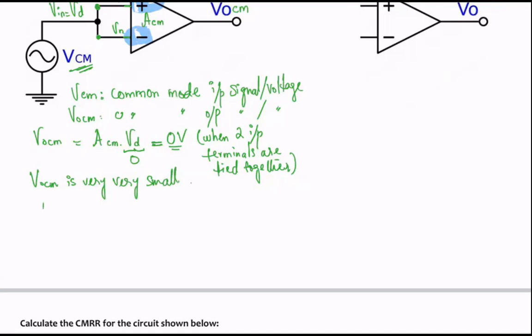All right, so ACM, which is the common mode gain, from this equation here, I can derive it's going to be a ratio of VOCM and VCM, where VCM is the common mode input signal and the VOCM is the output signal. And this is going to be less than 1 always, because VOCM is very, very small and VCM is going to be bigger, so it's always going to be less than 1, okay?